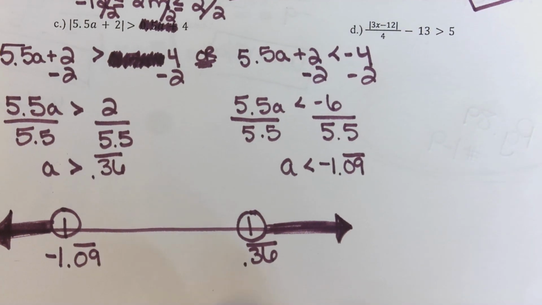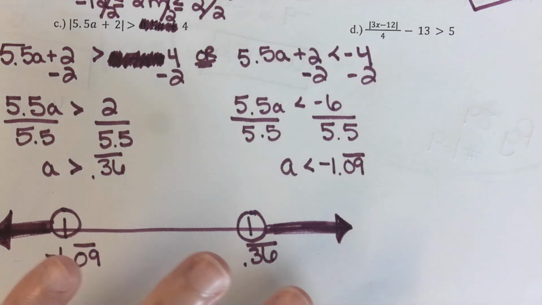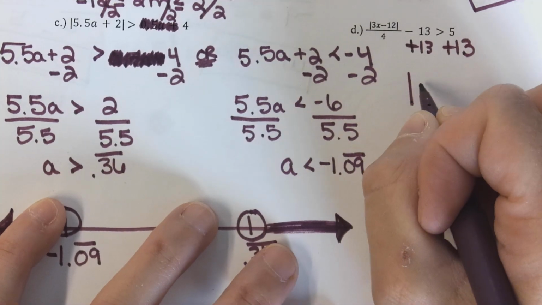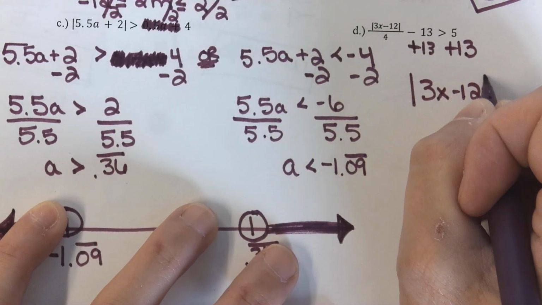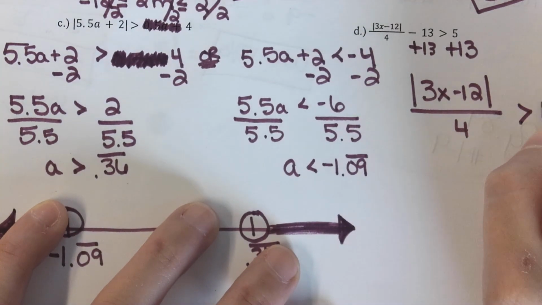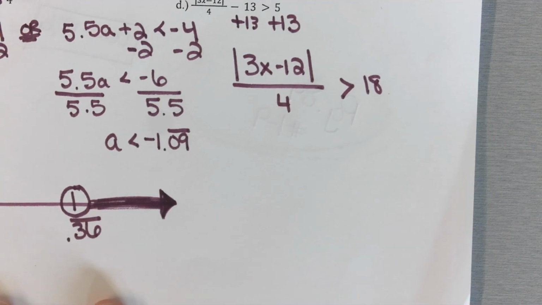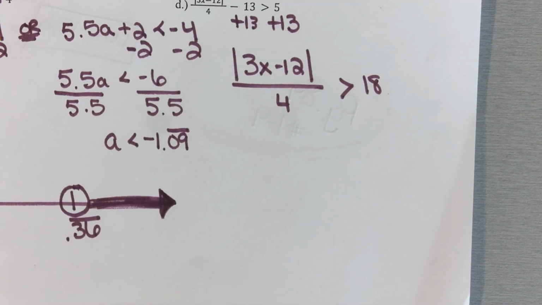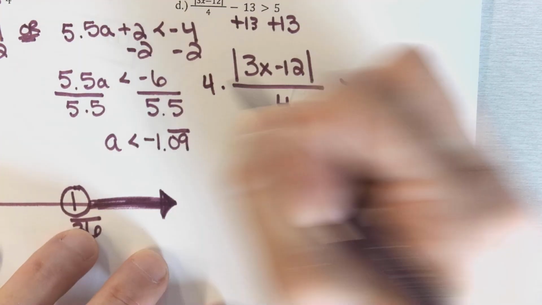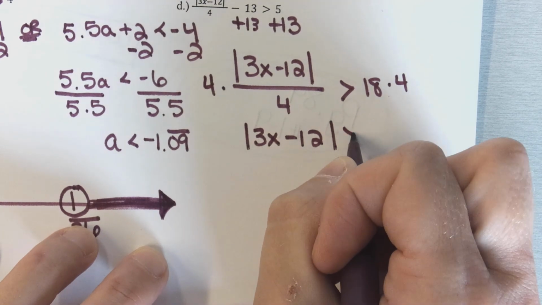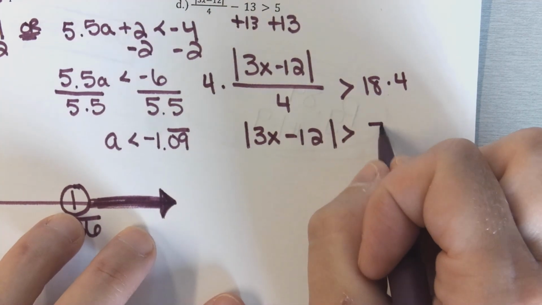Let's do part D. For part D, my absolute value is very much not alone. How can we make it alone? Add the 13. Perfect. Let's start there. Okay, so I have the absolute value of 3x minus 12 over 4 is greater than 18. Alright, it's still not alone. What should I do next? Multiply by 4. So always think opposite. So this is going to say 3x minus 12 is greater than something. I'm going to steal my answer, 72.